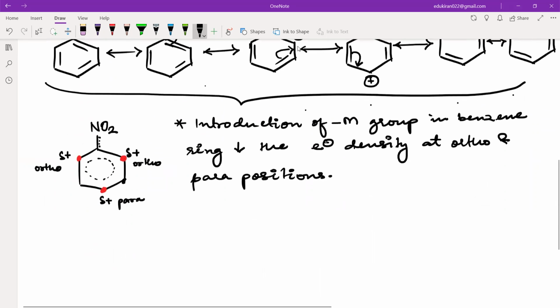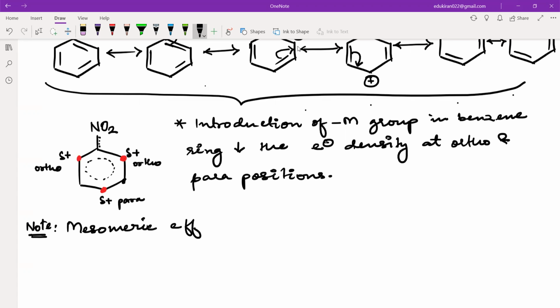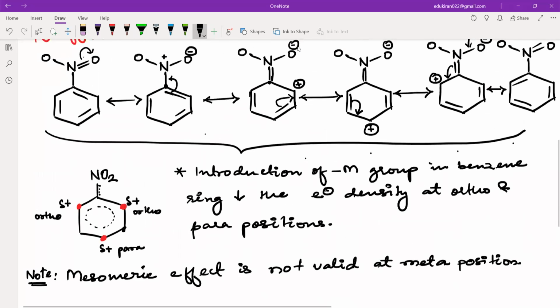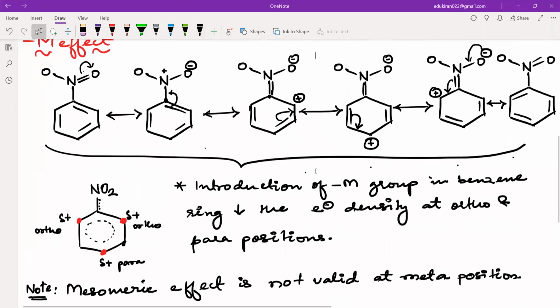Ortho and para positions. What does it mean? It means that, please note it, mesomeric effect is not valid at the meta position. There is no mesomeric effect at the meta position. If you look at the meta position, it does not have any effect. The +M or -M group, they don't have any effect on the meta position. Okay, so please write this down. Let me know if you're done.